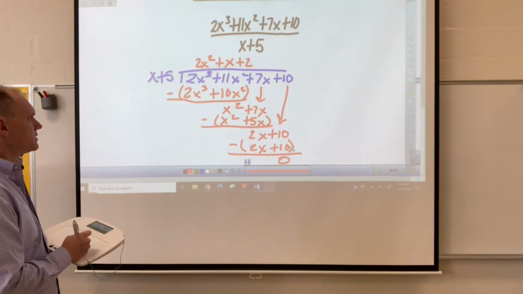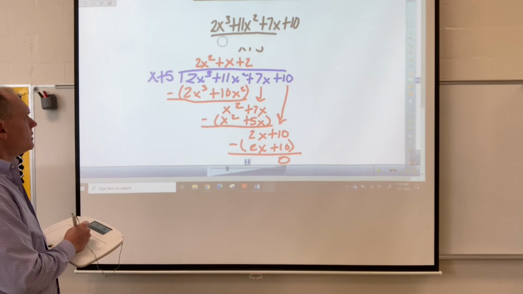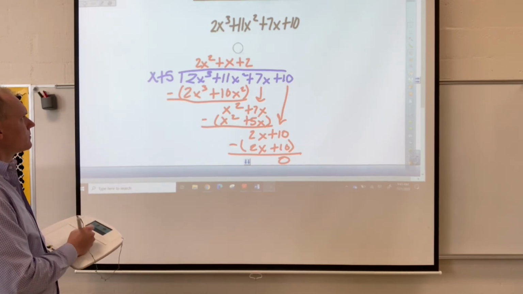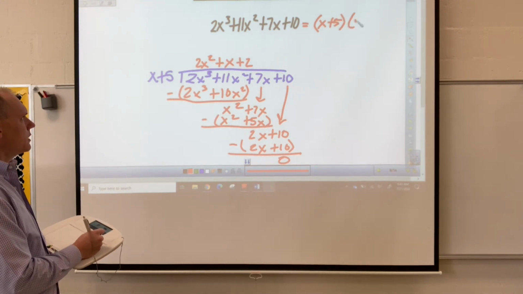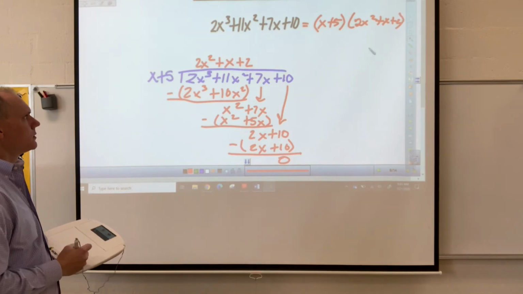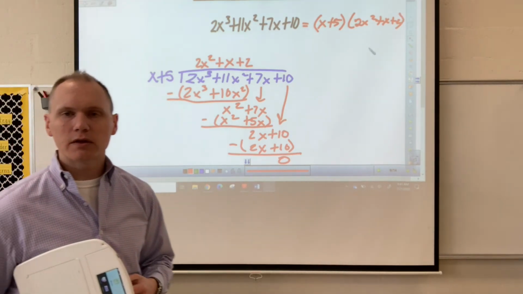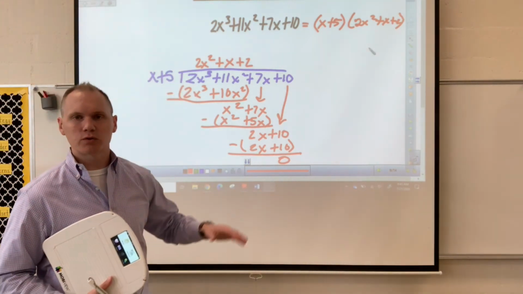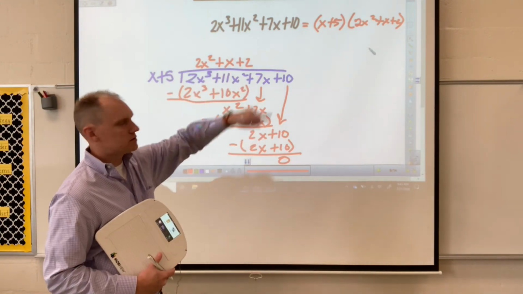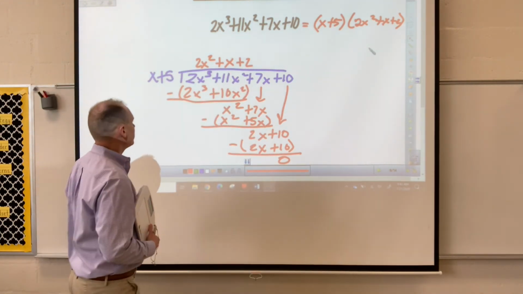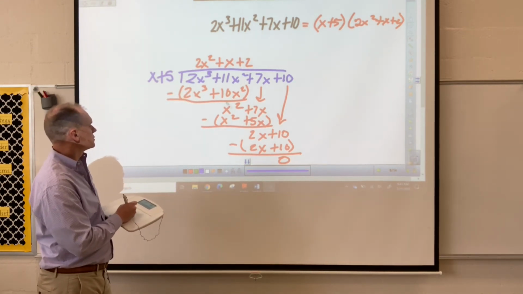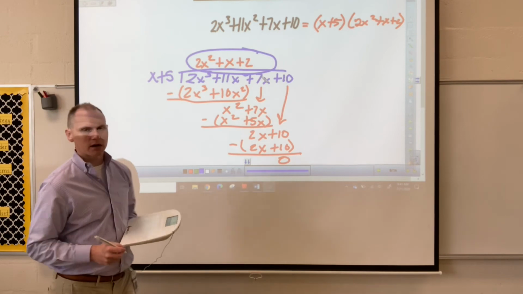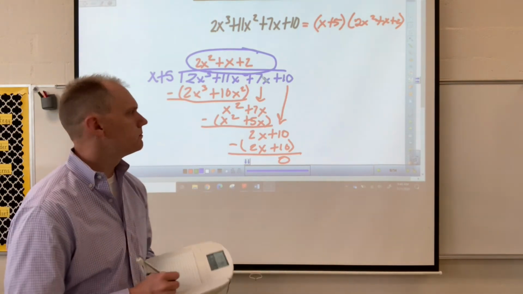So we could technically rewrite this cubic as the product of x plus 5 and 2x squared plus x plus 2. So that's not exactly what the problem is asking us to do here, but I just want you to know that we could rewrite that as the product of those two things. If it just asks us to divide these two, then our answer would be, of course, this quadratic here. All right.